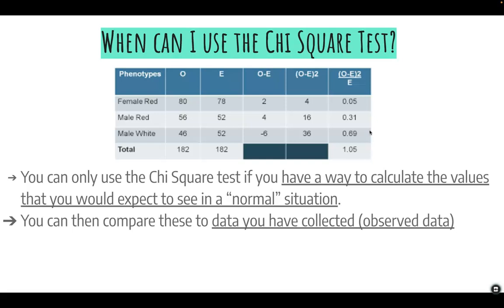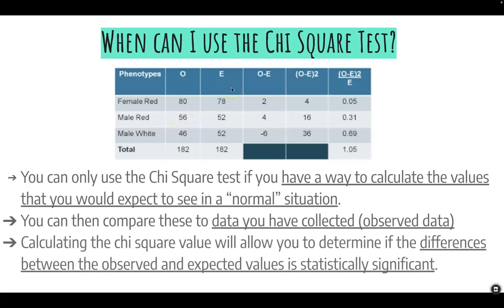And so you're going to compare the data you have collected, which is your observed data, what you have in front of you, to the expected data. Calculating the chi-square value will allow you to, again, determine if there is a statistical significance, if the data is statistically different from one another.